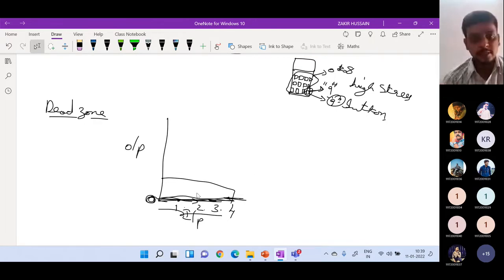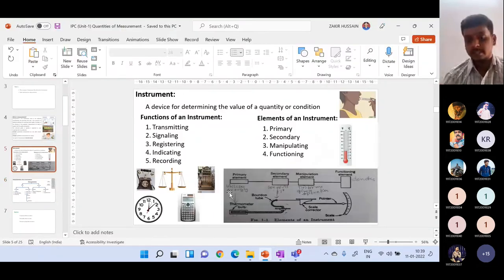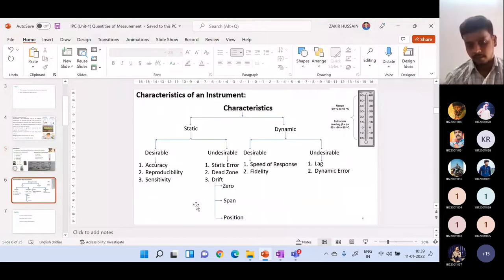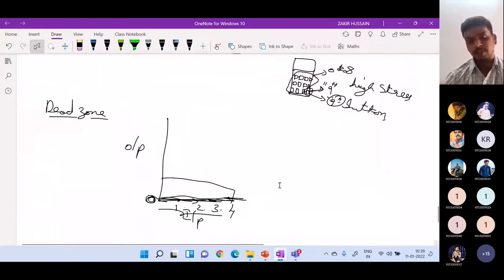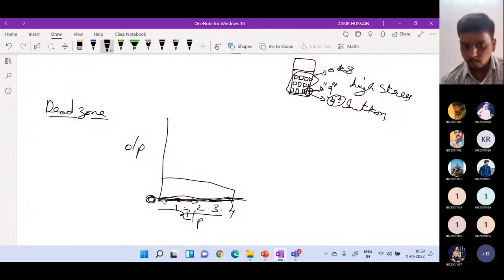Usually this type of dead zone will be produced by indicating or recording type of instruments, like a wall clock. Recording type of instruments, for example calculators, will have this type of dead zone very high. So dead zone is nothing but, for one input the output will be 0, for another input the output will be 0, until the instrument responds and reaches a maximum value.